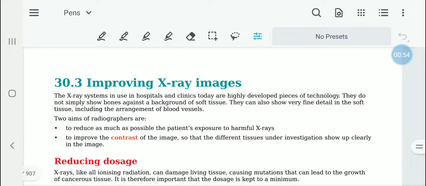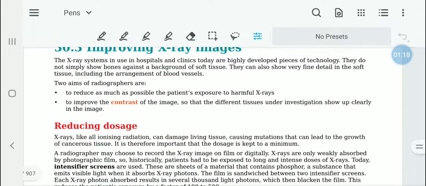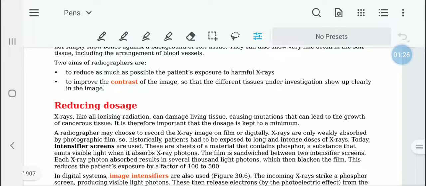So the radiographers have two aims. The first is to minimize the patient's exposure. The patient is getting exposed to ionizing radiation. It is not good. It is cancerous. When you get exposed for a longer period of time, people develop cancers. For example, nurses develop cancers because of this.